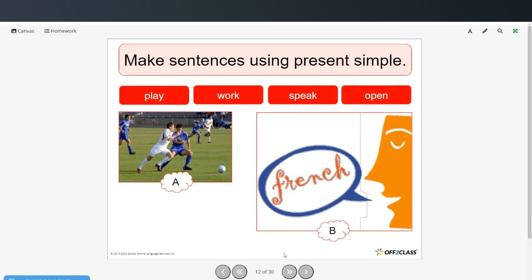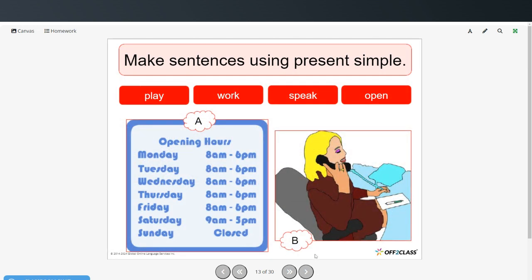So now make some sentences using the present simple. So here we might have, my team plays football every weekend. I speak French. The store is open 6 days a week. And she speaks on the phone at work.